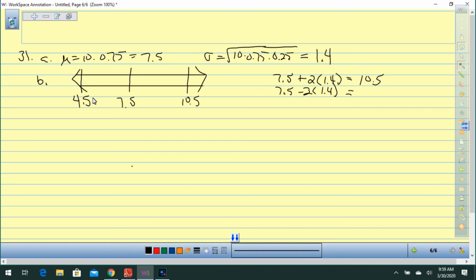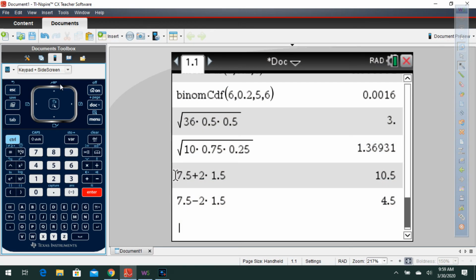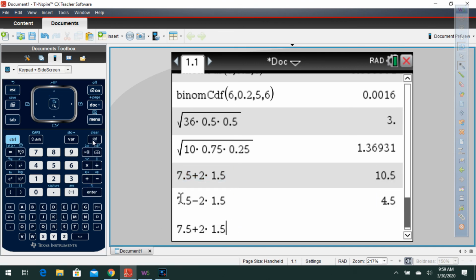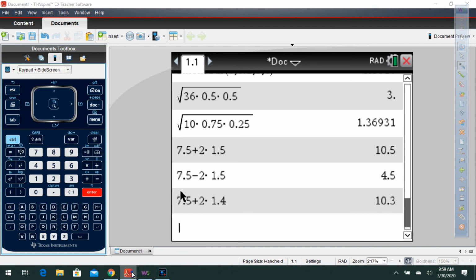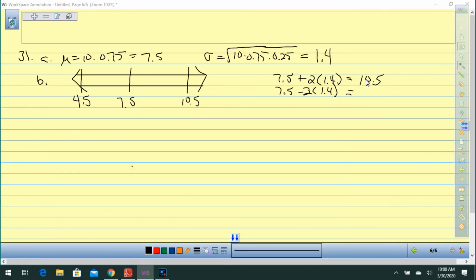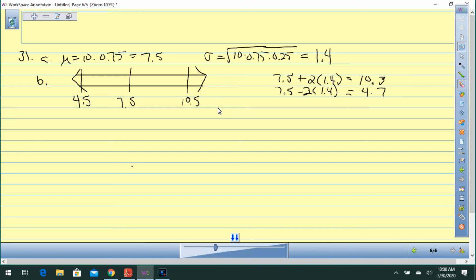Does that not seem, that doesn't seem right. That's 3. That's because I got 1.5 there. Well, no, I'm supposed to have 1.4. So 7.5 plus 2.8 is 10.3, and 7.5 minus 2.8 is going to be 4.7. All right, that fixes that.